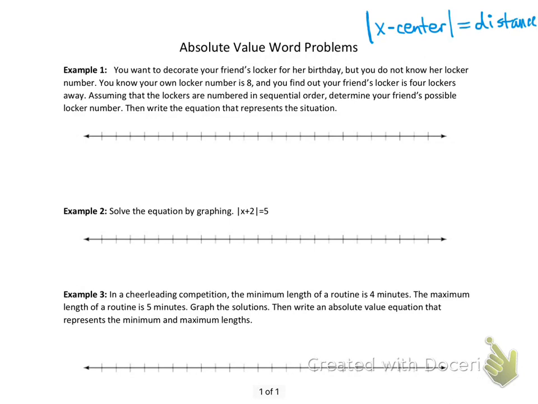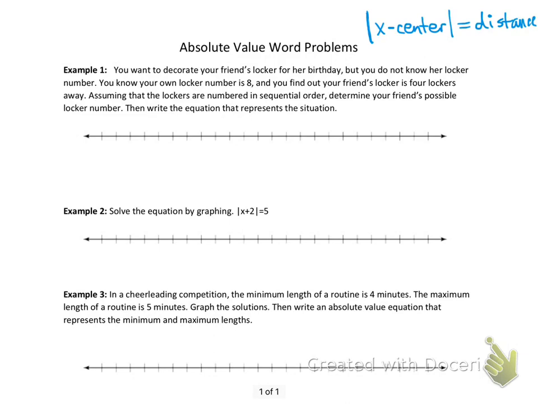Now, if your locker is at 8 and you move 4 away, there's 2 directions you could go in. You could go to the left or you could go to the right. If you went to the left, their locker would be at 4, and if you went to the right, their locker would be at 12. That's the answer. It's 4 and 12, because that's how far away your friend's locker would need to be.